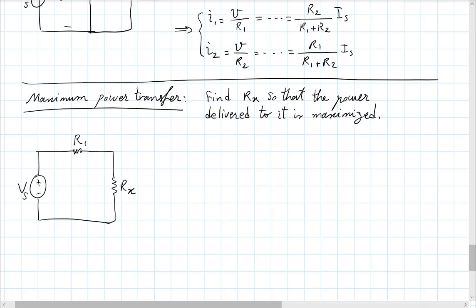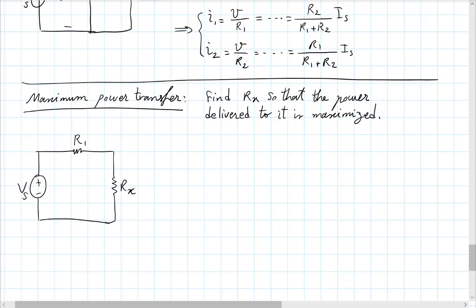So you know Vs, you know R1. These are parameters of the problem. Rx is a variable resistor. So you want to choose its value so that when you put it in the circuit, it absorbs the maximum possible amount of power. Can you guys try that?